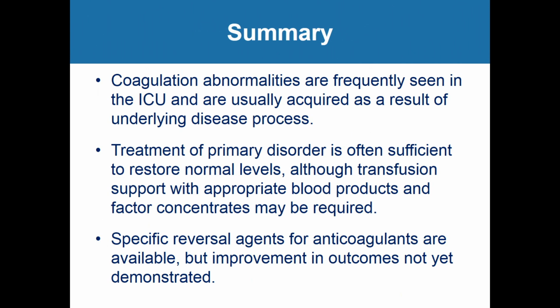So in summary, coagulation abnormalities are frequently seen in the ICU and are usually acquired as a result of underlying disease processes. The treatment of the primary disorder is often sufficient to restore normal coagulation factor levels, although transfusion support with appropriate blood products and factor concentrates may be required. Specific reversal agents for anticoagulants are available, but improvement in outcomes has not yet been demonstrated.